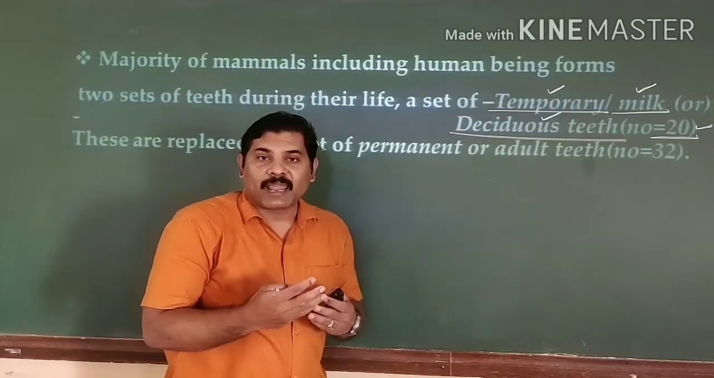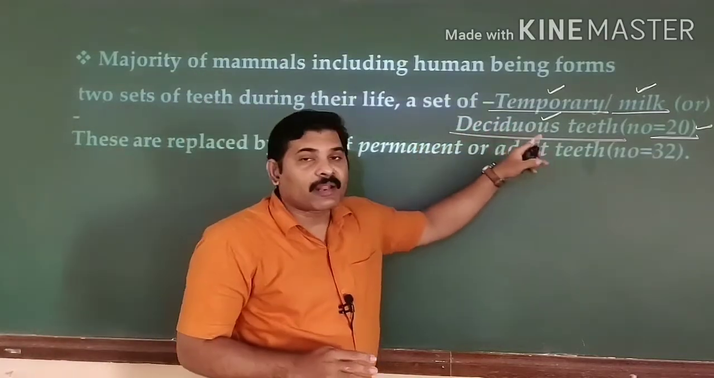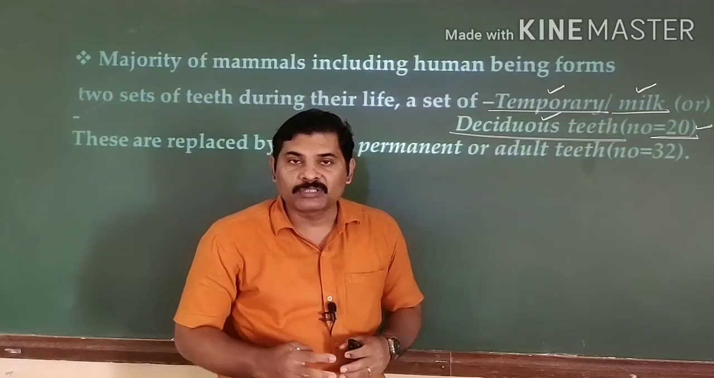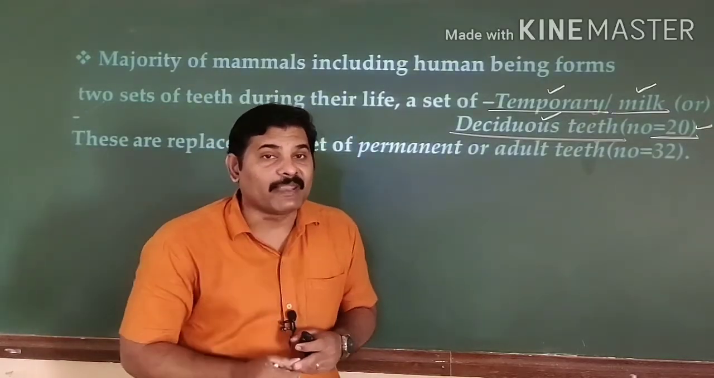After some time, between the age of 5 to 7 years, all these temporary teeth will fall out of your mouth, and again the new teeth that grow will be permanent in the mouth of human beings.